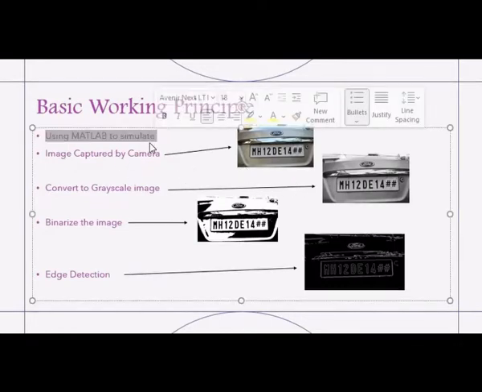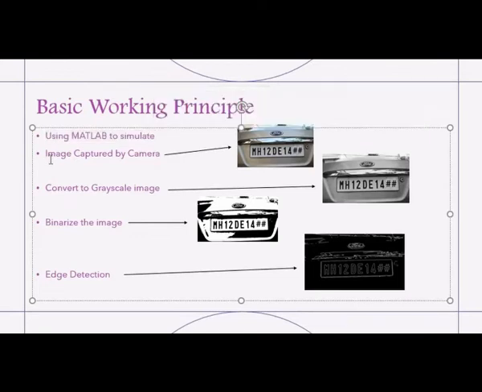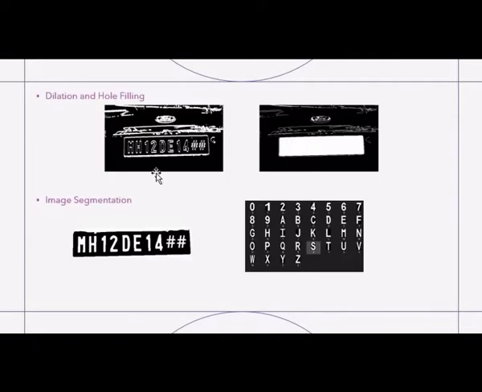First, we are using MATLAB to simulate, and the image is captured by the camera at a certain angle and position. Then the image is converted to a grayscale image, and then we binarize the image into black and white. Then edge detection is used to get the boundary features. After that, we use dilation and hole filling techniques. Dilation is for enhancing the edge, and hole filling is to get the region boundary.